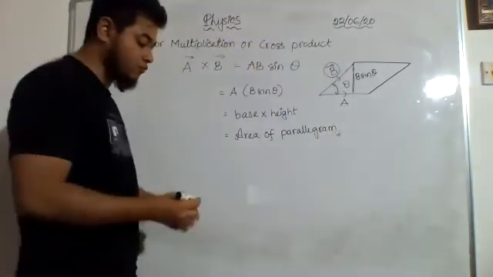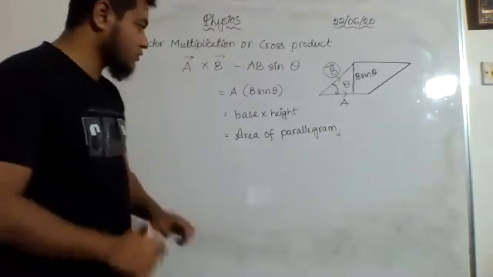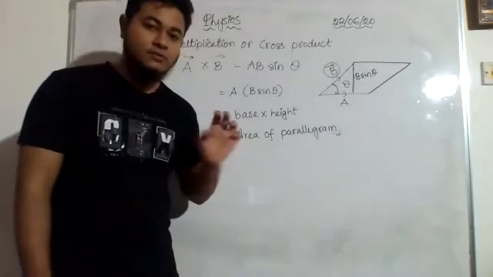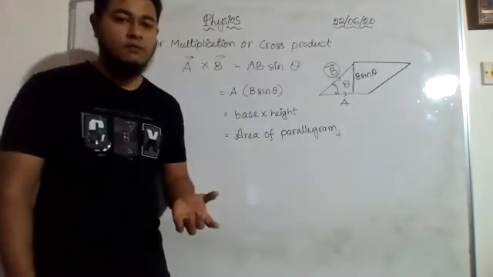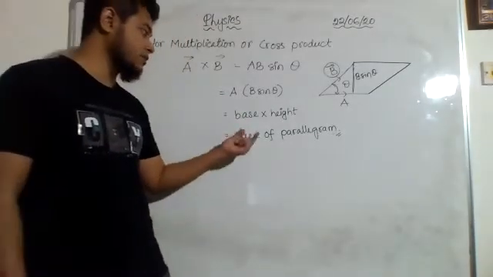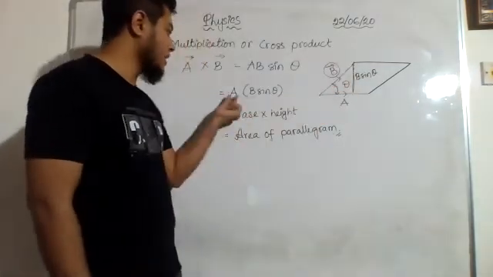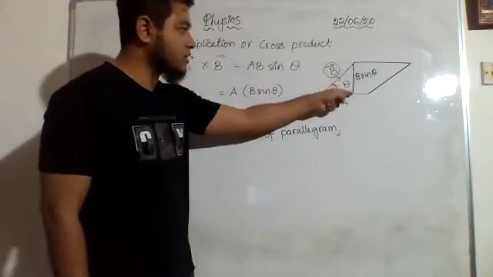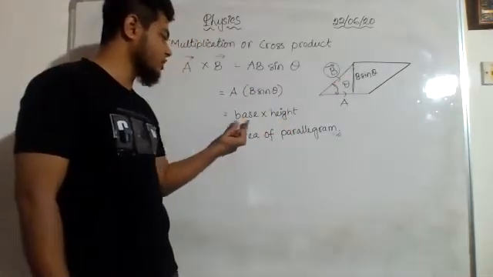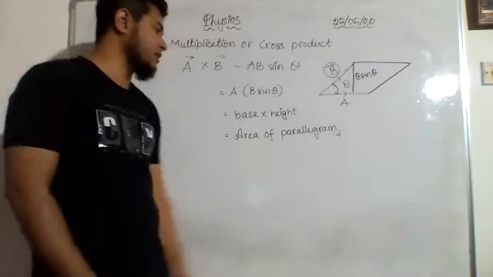This is what they have proved, okay? I guess you forgot that in case of a rectangle, length into breadth gives us the area of the rectangle, but in case of a parallelogram, it is base into height. So A is the base here, and B sin theta, you can clearly see, is the height here. So base into height, we can say this is the area of the parallelogram.